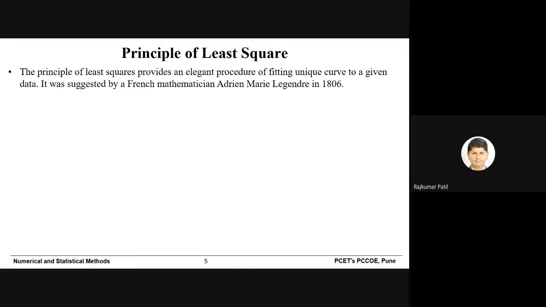The principle of least squares provides an elegant procedure of fitting a unique curve to given data, and it was suggested by the French mathematician Adrien Marie Legendre in 1806. You can imagine, this principle was developed long back. What is essential? First, data points. Second, what type of curve you want to fit for the given data. These two points are very, very important in the least square technique.